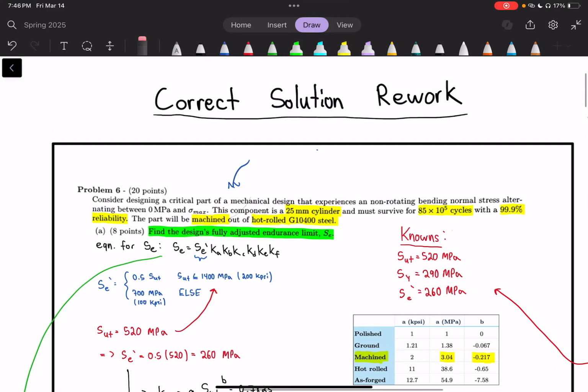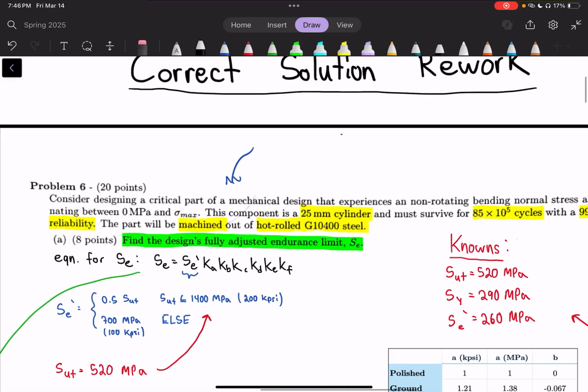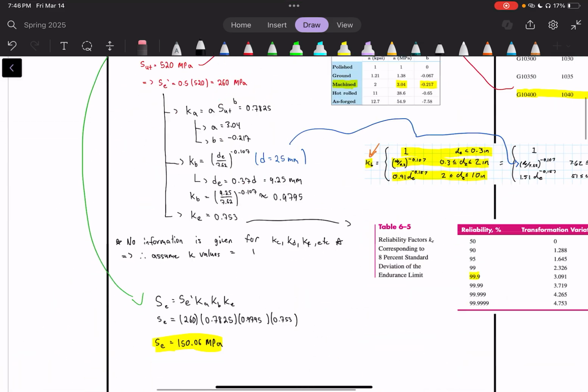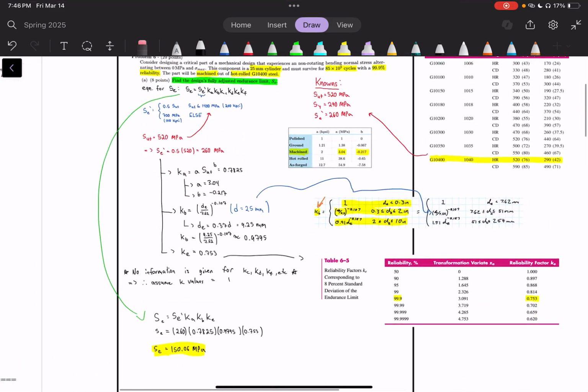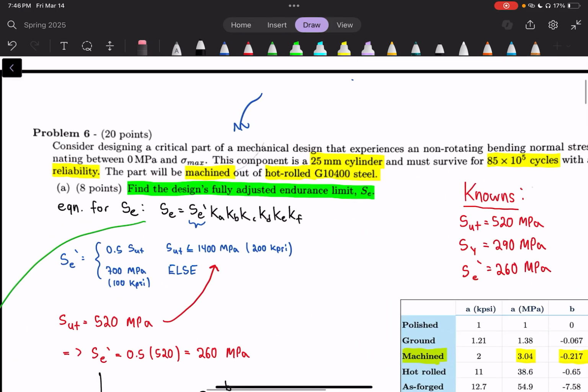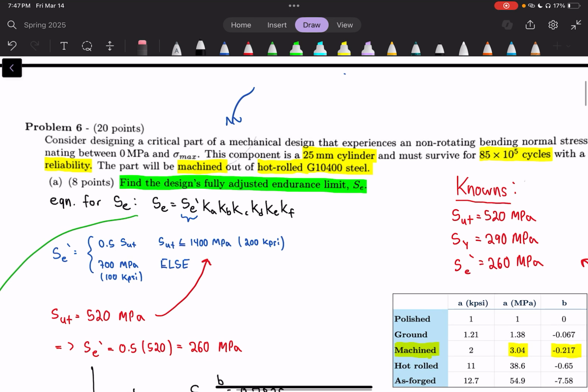Alrighty, this is going to be my exam rework for this Exam One, Mechanical Design. I'm going to be doing problem 7 and problem 6 here with all three parts of them. Starting out, we have problem 6, where we're really trying to find the design fully adjusted endurance limit. Se is what we're really looking for.